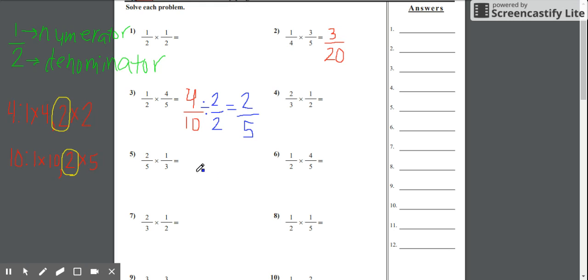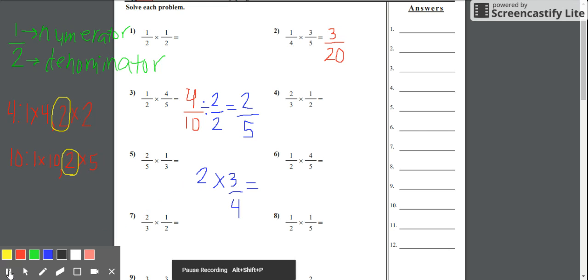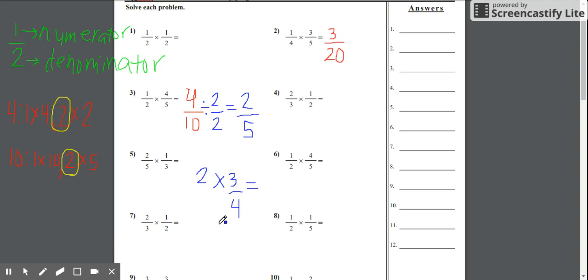And if you happen to get a problem, and this is just for future reference, let's say you had 2 times 3/4. You still multiply numerator times numerator and denominator times denominator, but you don't have a denominator under this 2. Anytime you're multiplying a whole number times a fraction, all you simply have to do is put a 1 as the denominator, because you can turn any whole number into a fraction just by putting it over 1. Put a 1 under it.